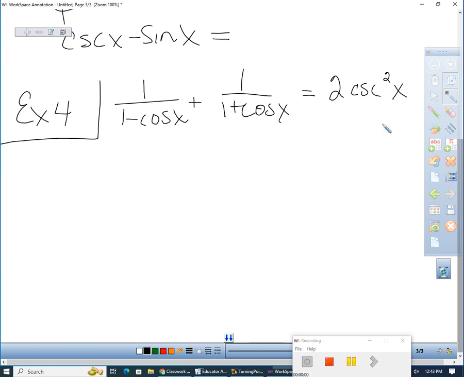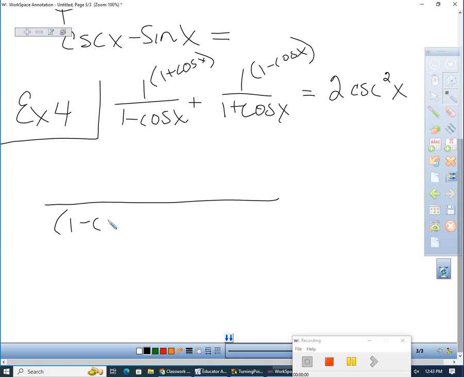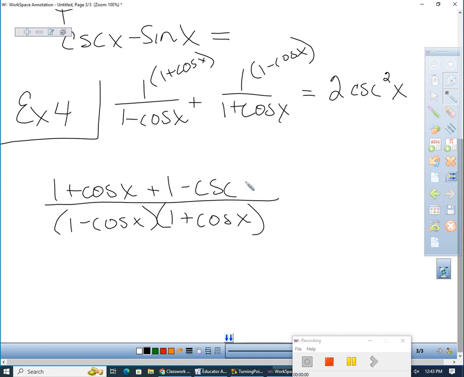Right. So first thing, common denominator. If you've got two fractions, most of the time you're going to have to get a common denominator. So we're going to multiply this one by 1 plus cosine and this one by 1 minus cosine. On the bottom, I've got the two of them multiplied together. So on the top, 1 times that is 1 plus cosine x, and 1 times that is 1 minus cosine x. Oops, that's not a cosine that I wrote down. My bad. Try that again. 1 minus cosine x. So now on the top, we can collect like terms.